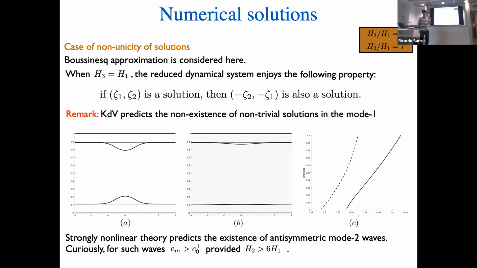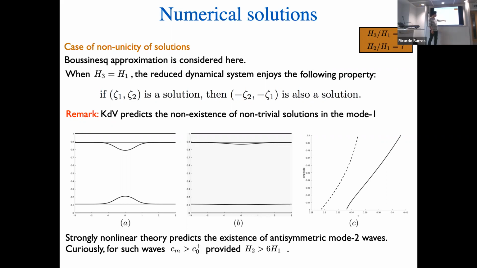So, for example, KdV predicts the non-existence of non-trivial solutions in mode 1, because you reach what we call criticality. In the KdV, the quadratic nonlinear coefficient vanishes, so there are no solutions according to KdV. If you modify KdV, or Gardner if you want to call it like that in this case, then there will be two solutions. Using our model, you will see something close to these two solutions. This is only one, and if I want the other one, I just flip them using this relation: minus zeta2, minus zeta1 is also a solution.